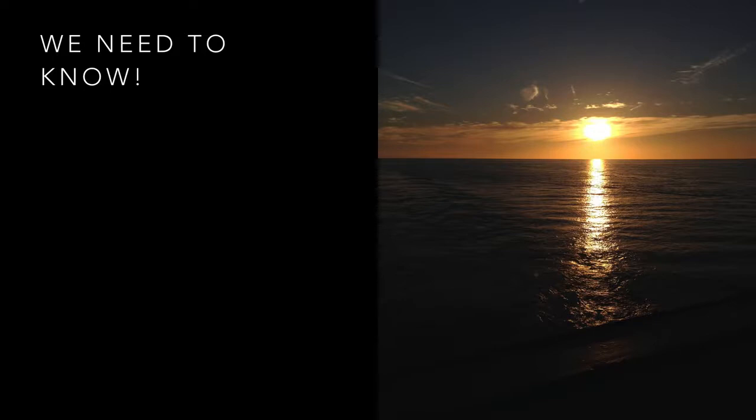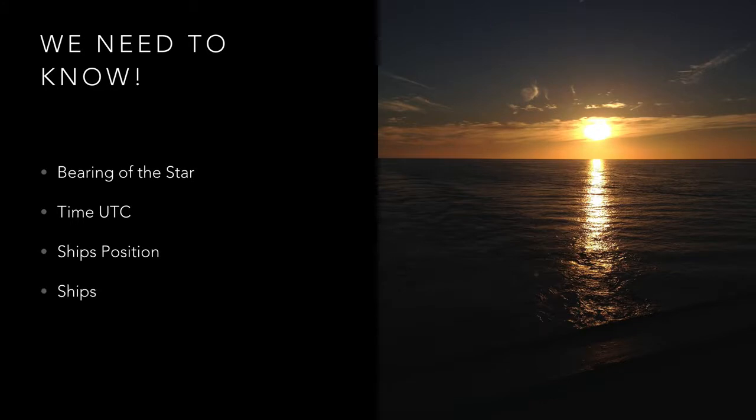Before we start our calculations, we need to take the bearing of our star. Don't worry if you don't know which star it is, I will explain the use of the star finder in a later video. We also need to note down the exact time we have done this, which we will also convert to universal time, and the vessel's position at that time. We're also going to note down the vessel's heading as shown on the ship's gyro and magnetic compasses.